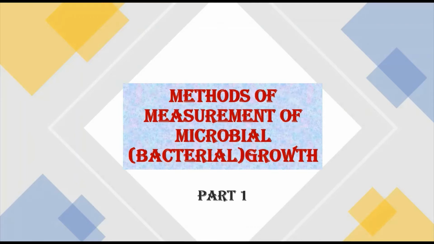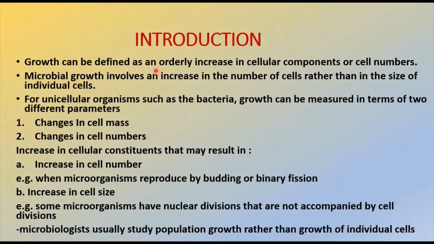Then how can we define growth? Growth can be defined as an orderly increase in cell components or cell numbers. Coming to microbial growth, it involves an increase in the number of cells rather than in the size of individual cells. For example, if we consider bacteria, bacterial growth can be measured in terms of two different parameters. The first one is changes in cell mass and the second one is changes in cell numbers.